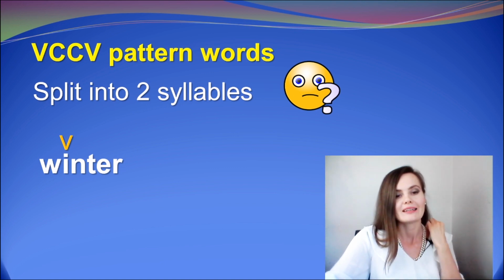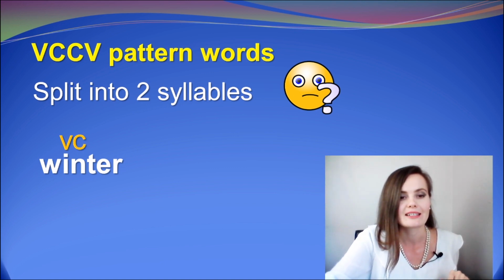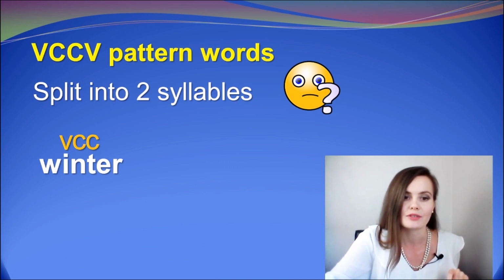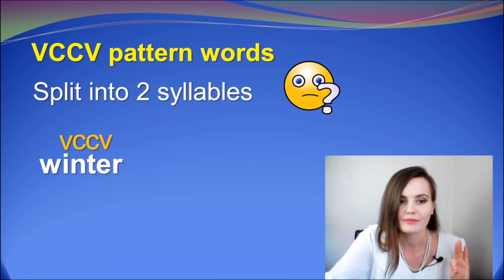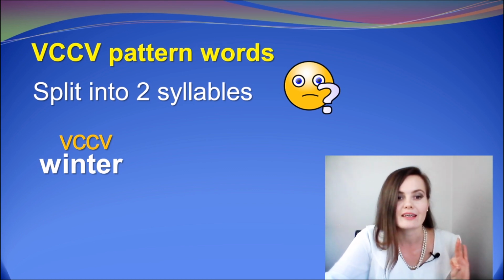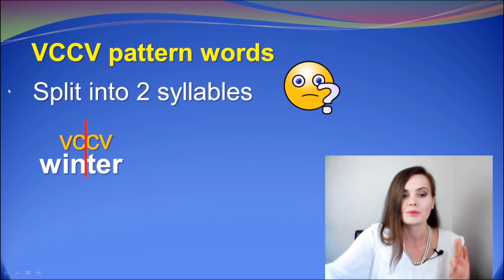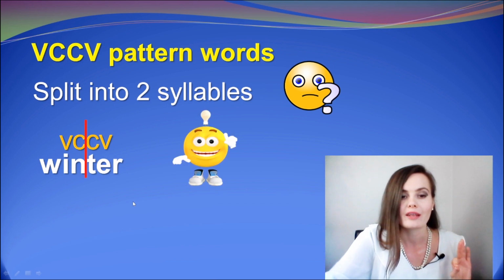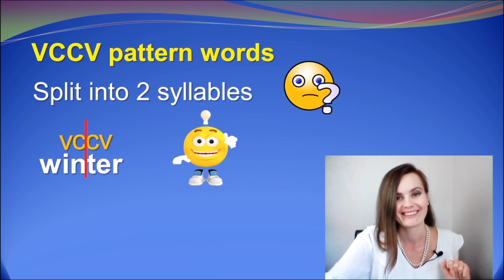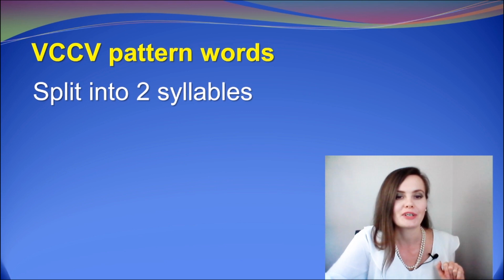Next, you can see the consonant N and the consonant T. And then you see the vowel letter E, right? Okay, so if you see such pattern in the word, you need to split this word between the consonants. And you will get 2 parts. You will get win and you will get ter. So this is winter.